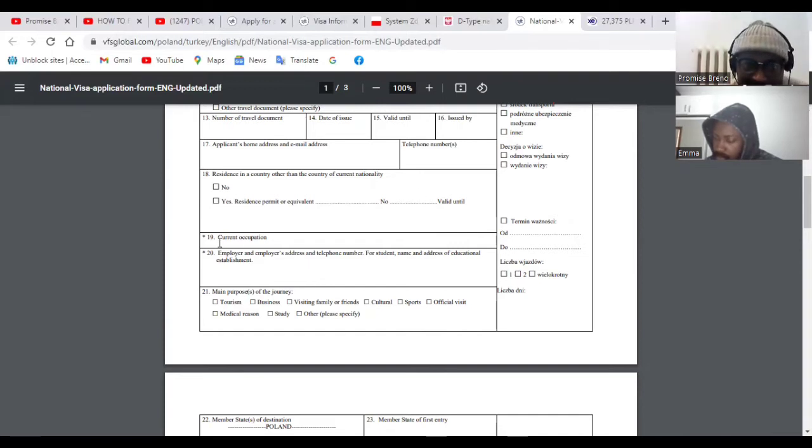Next, current occupation. What is your current occupation? What are you doing now? Since you're coming to Poland to work, and you're doing something, you have to enter what you're currently doing here. Are you a student? Enter it. Self-employed? Yeah, you can write self-employed. Whatever you're doing, enter it here. Current occupation, enter it here.